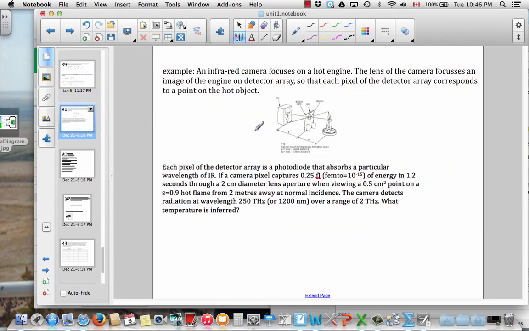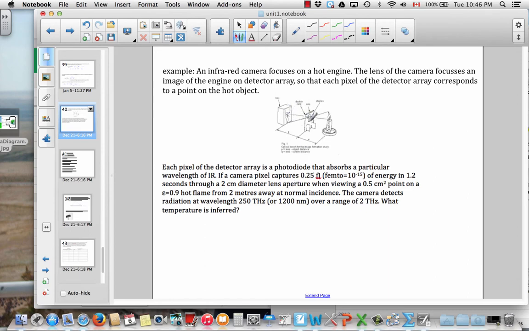All right, so here's a typical problem, or a sample problem rather. Here's a hot object, the candle flame, and let's imagine this is the lens in our camera, and this is the photosensitive surface on the back of the camera. We're just going to do a little calculation here to figure out what the temperature of this hot part of the object is, given some data about what's being received.